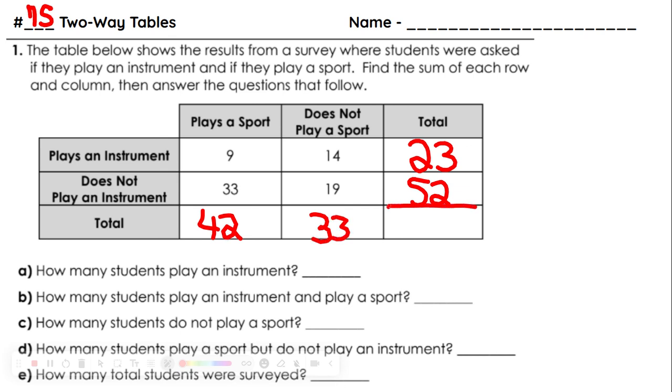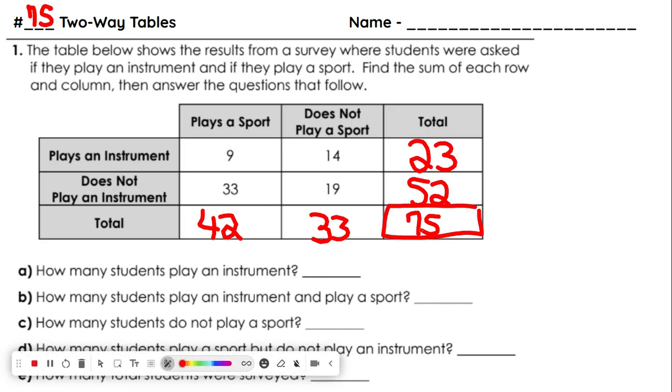Now this box right here is important. If we go down and add up the 23 and the 52, we get 75. If we go across 42 and 33, we also get 75. Those two numbers should match, and we only write it one time. That is 75.